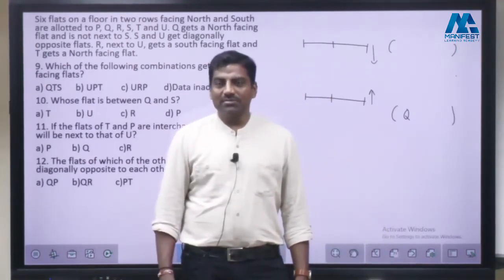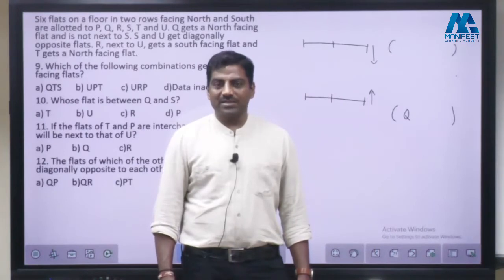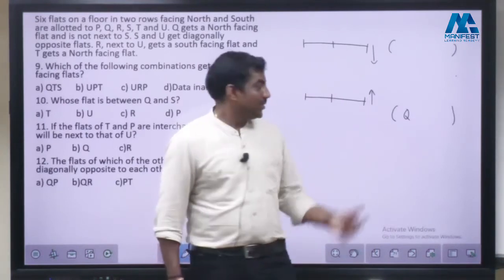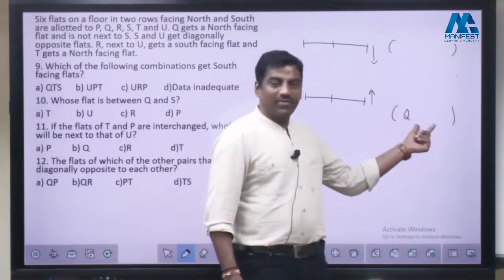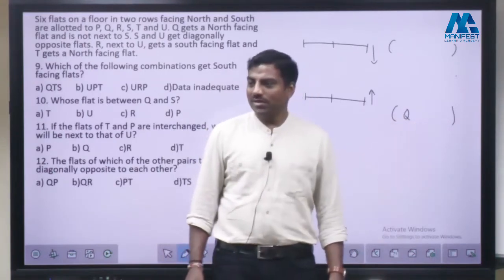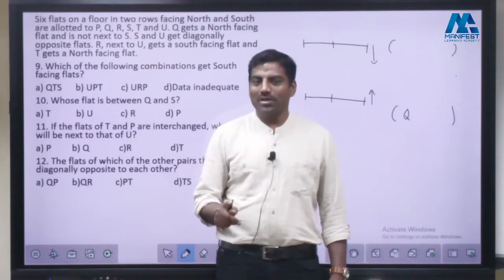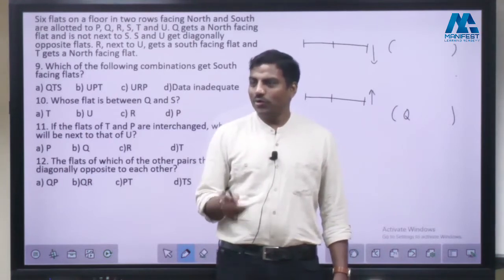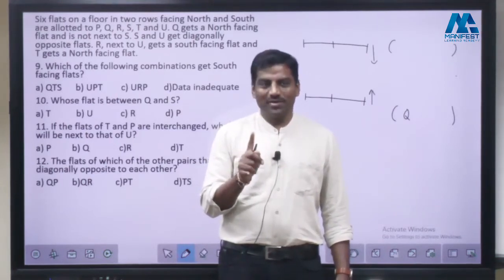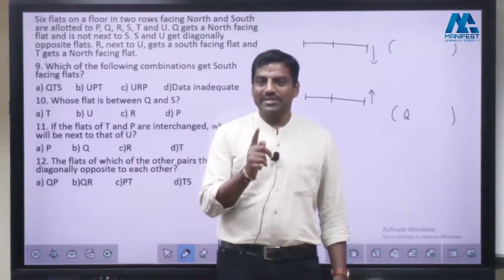That doesn't mean that you will throw it in Pakistan. So Q here, one more flat here, then S can come, no? So don't conclude about S here. Don't throw it to the other line. S can be in the same line, but not next to Q.